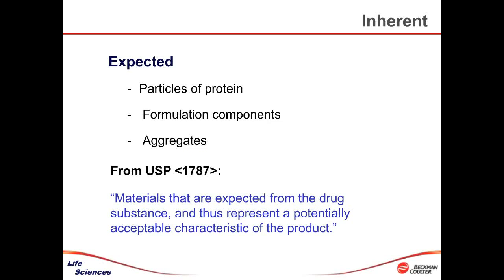This third form, the inherent, is somewhat of a new term, but again has been discussed in previous times, but without the same kind of focus or spotlight, you could say, that is brought about when discussing proteins. And often then it really relates to material reforming itself in one way or another, as an aggregate, or even maybe disassociating into some other quote, broken form, you could say, of the original protein. From 787, which is the informational chapter we'll touch on in a moment, in 1787, it speaks about materials that are expected from the drug substance and thus represent a potentially acceptable characteristic of the product. And of course, it's potentially acceptable. Doesn't mean that it's good, or in terms of long-term therapy, might not trigger immunogenicity or some other reaction that is not therapeutic.